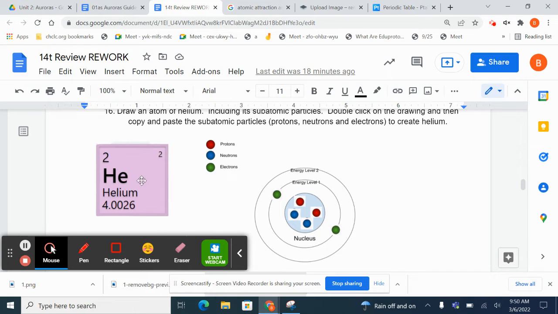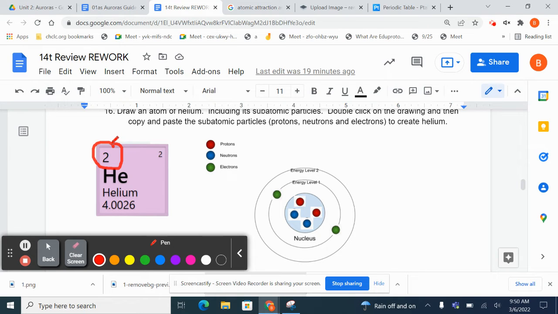So helium is atomic number 2. As we can see in this periodic table, it's on the top left. It's always the whole number, and it's always the smaller. So you can see this one is 4, this one is 2. My atomic number is 2, and the atomic number of 2 indicates there are 2 protons. And since its mass number is 4, we know the number of neutrons is this number rounded. 4 minus 2 gives us 2.